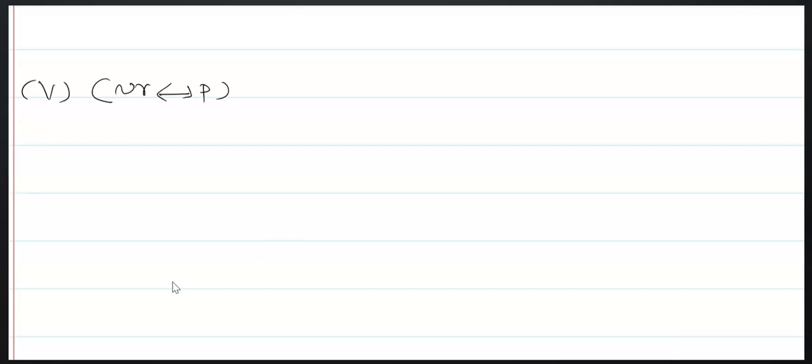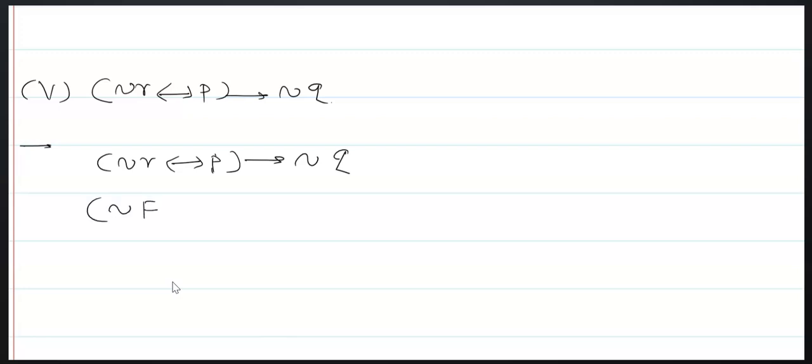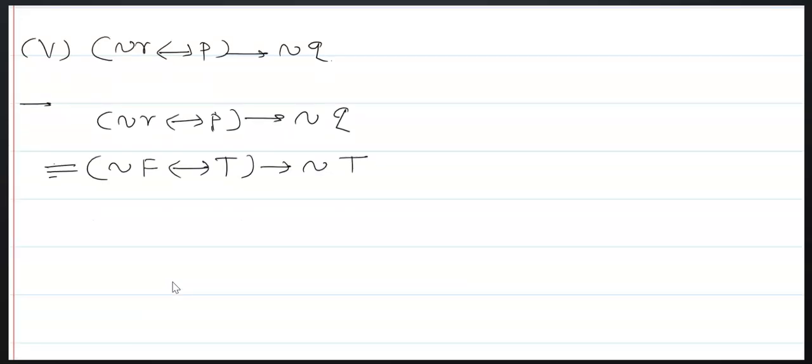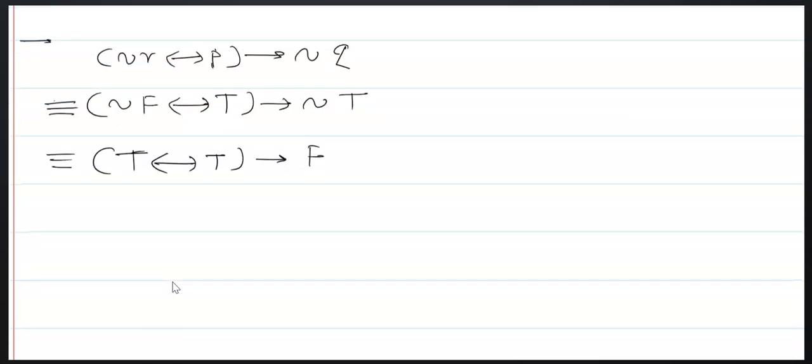Next is negation of R, double implication P implies negation of Q. Now negation of R means what? R is F, negation of F, double implication T implies negation of T. Now negation of F is T, T double implication T, both of them are same, then it is true. Negation of T is F. Now T implies F, then it is F.